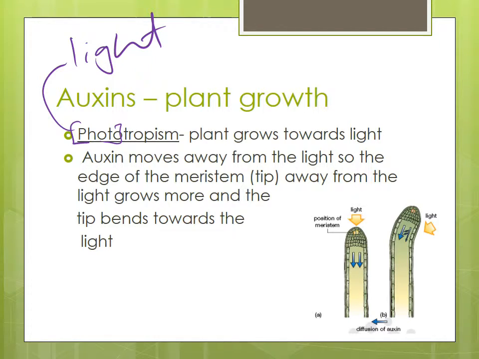So in this case, wherever the direction of the light is, the auxin wants to move away from it. So if the light in this picture down the bottom comes from the right hand side, the auxin is going to move to the left of the plant, causing more cell growth along the left, and then the plant's going to bend towards the right, towards the light. Okay, so that's going to cause more growth on one side than on the other, so the plant is going to bend. So this is the phototropism for the direction of light.